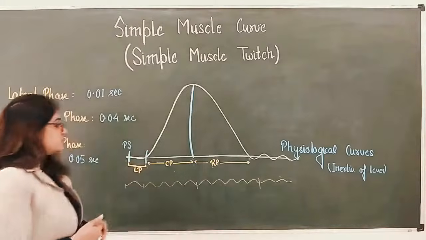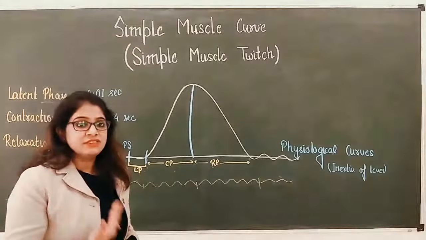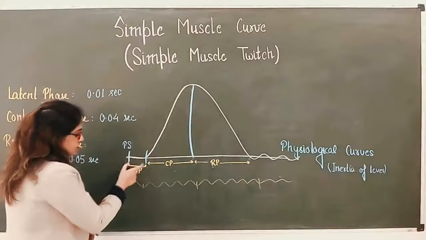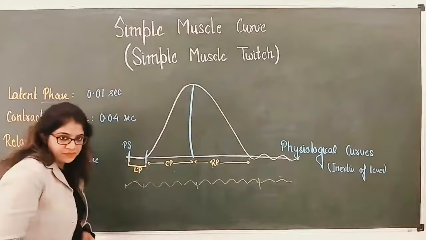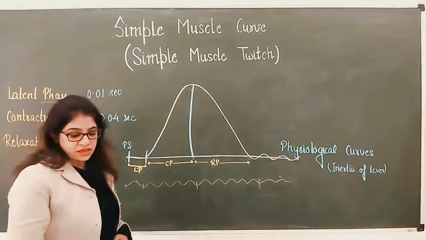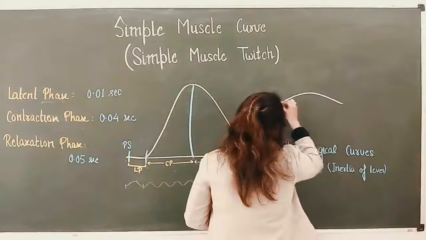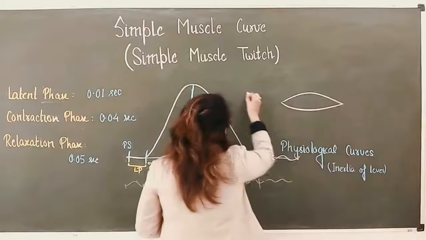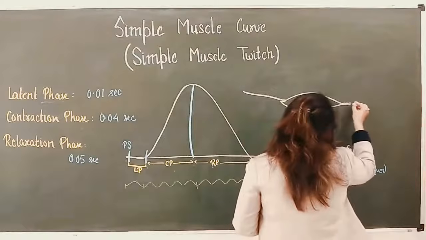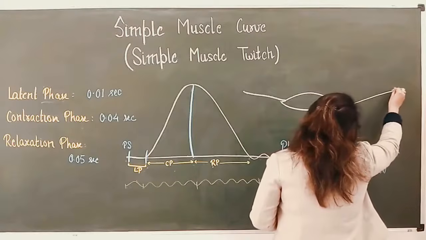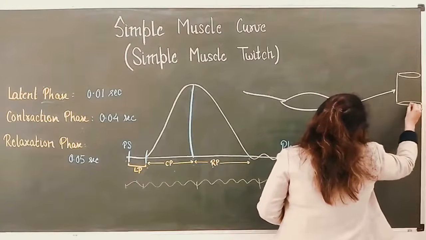Now the next question which your examiner can ask is, tell me the causes of latent phase. Causes of latent phase, because stimulus is given at this point and why has the contraction started after some time? So where is this time coming from? Let us see how we are going to give the stimulus. This is muscle, suppose this is gastrocnemius muscle and this is nerve which is attached to it. This is tendon of the muscle. This is isotonic muscle lever which is making graph on this drum. Okay, this is drum.